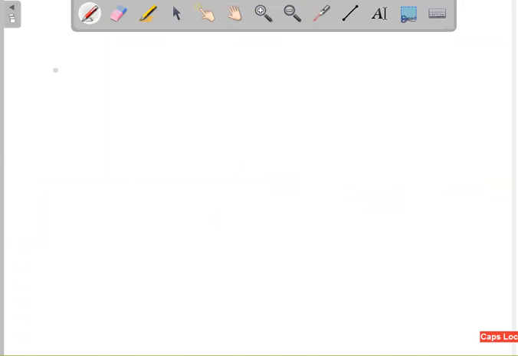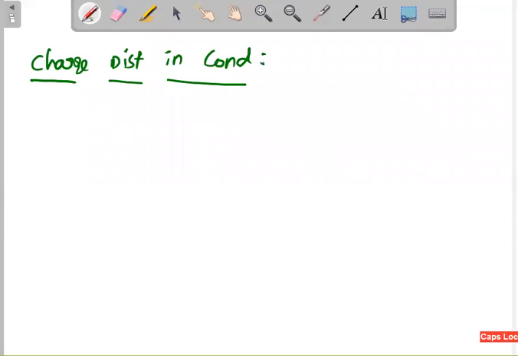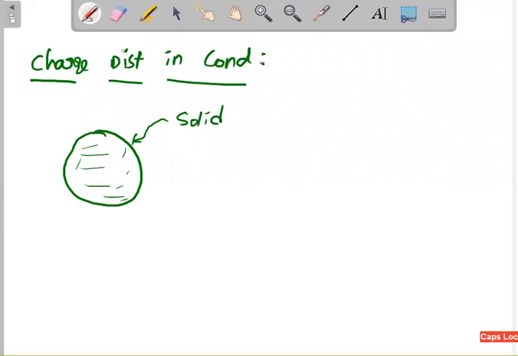So first, we'll see what is the charge distribution in the conductor. Again, conductors also have two types. One is solid conductor and another one is hollow type of conductor. First, I take a solid conductor. Please note down, this is like a solid conductor. A solid in the sense that it is entirely made of solid. Even inside, this is made of solid.